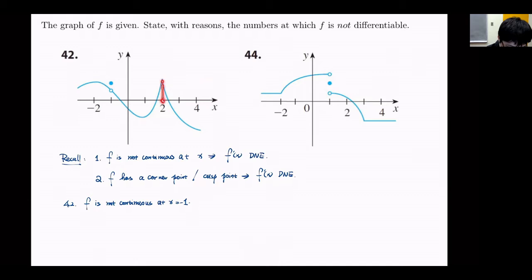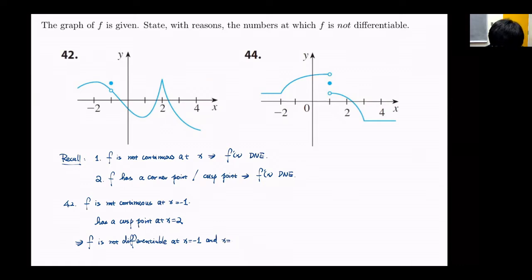So for problem 42, we can see that f has a cusp point at x equals 2. So from this observation, we conclude that f is not differentiable at x equals -1 and x equals positive 2. All right, so that solves problem 42.